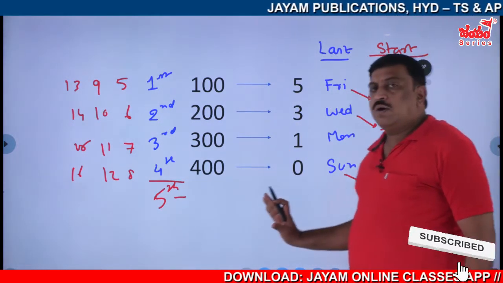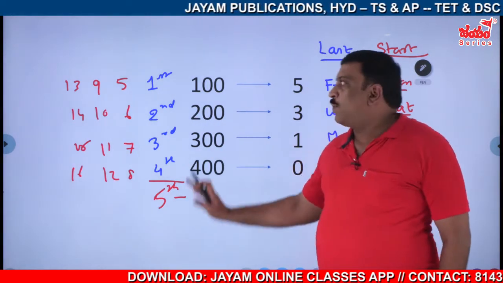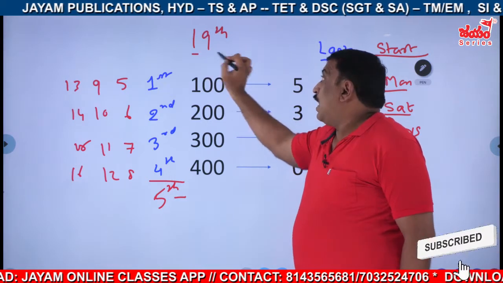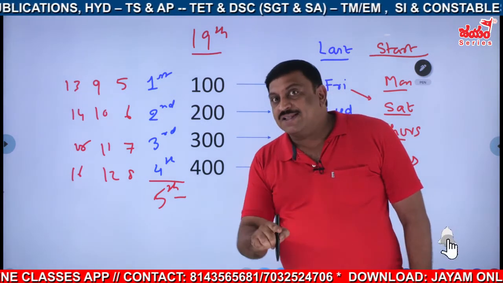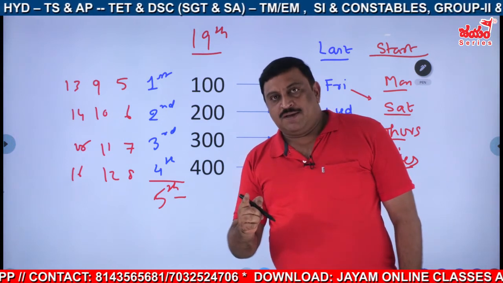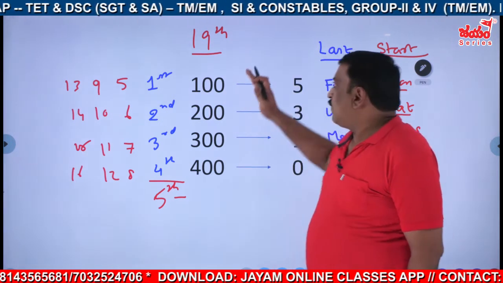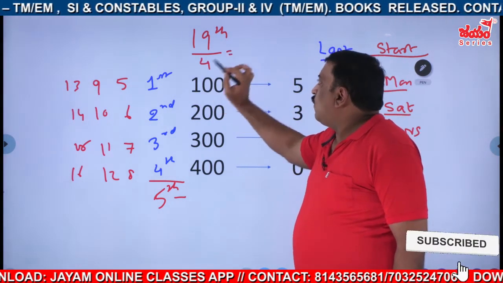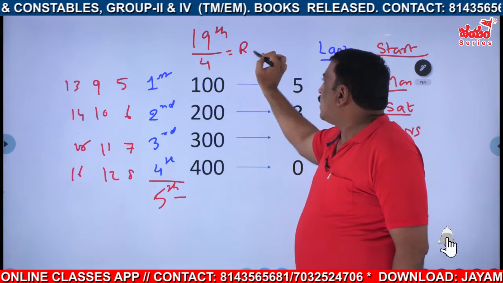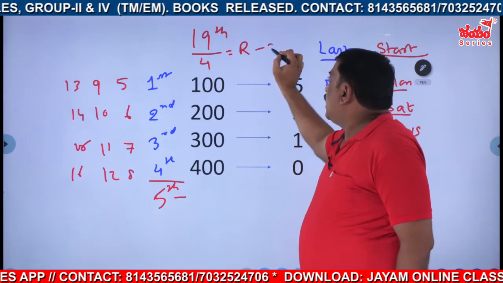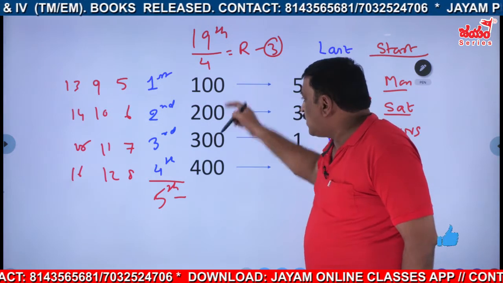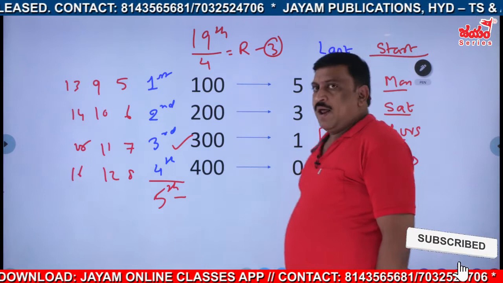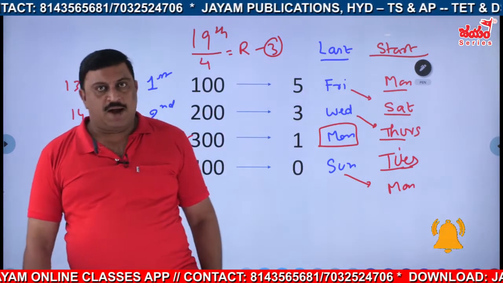Then, first of all, suppose I say 19th century, last day. So for the 19th century last day, we have to divide by 4 and see how many times 4 goes, and what the remainder is. 4, 4, 16, remainder is 3. 3 means what? Third century. Third century in this sequence, this is the case. So it ends with Monday.